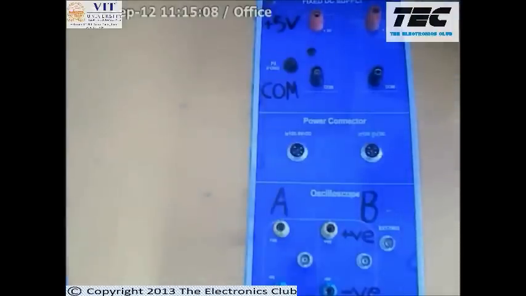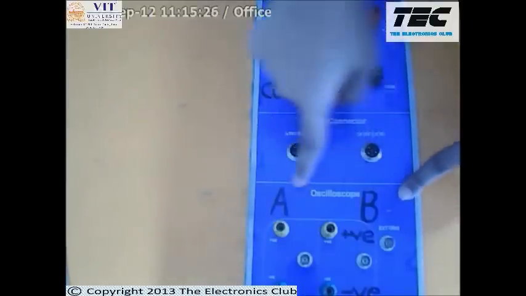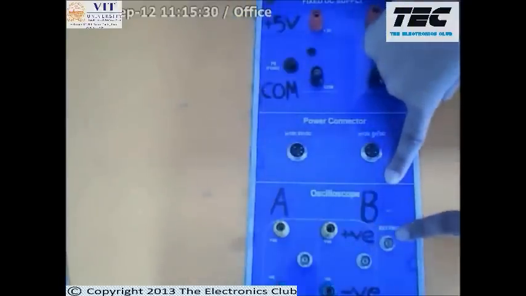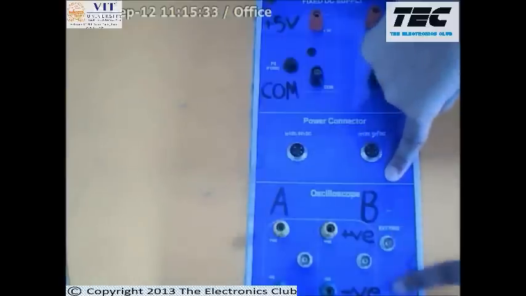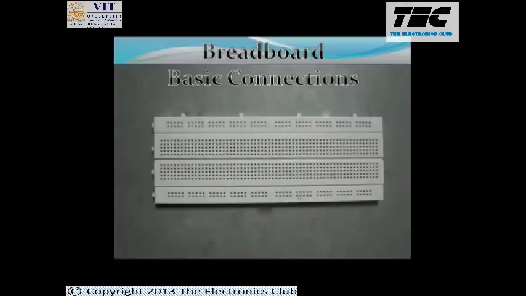The red port is for making plus 5 volt connections, while the black port is for making ground connections. This part is used when a fixed DC supply voltage of plus 5 volt is required in our circuit, while this is the part where we make oscilloscope connections. Channel A, channel B. The yellow port is for making positive connections, while the green one is for making negative connections. Now we will study the basic breadboard connections.